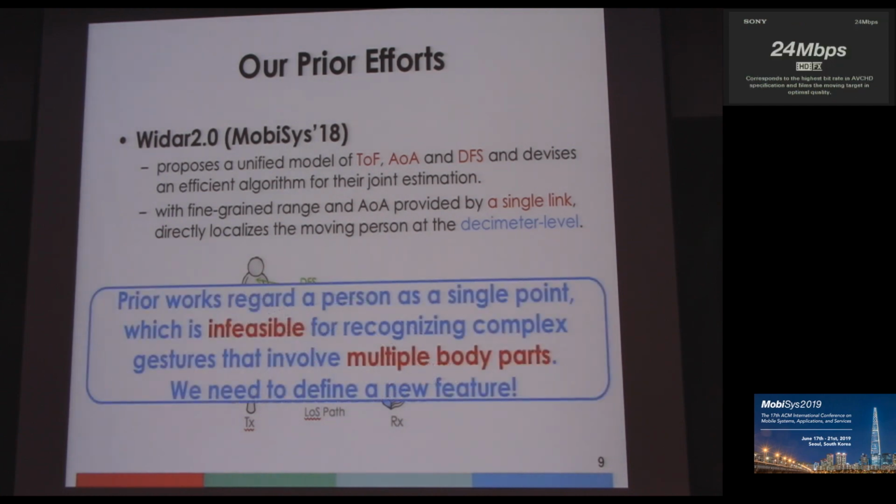Based on our previous work, we found we usually regard the person as a single point and use torso velocity to model the movements of the human. However, for recognizing complex gestures or activities, we need to take velocities of different body parts into consideration. For example, when the person performs the gesture, the hands, the arms, and the torso may move at different speeds. So for gesture recognition, we need to define a new feature.